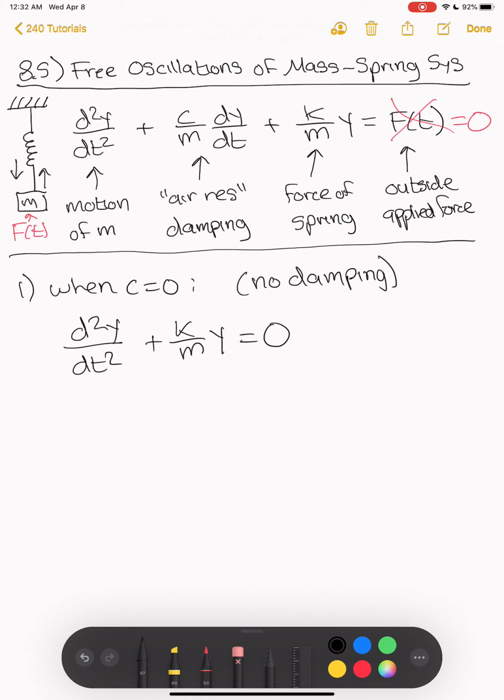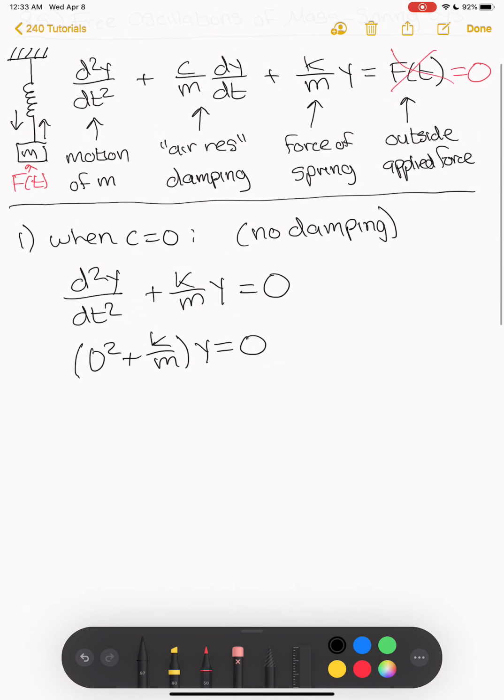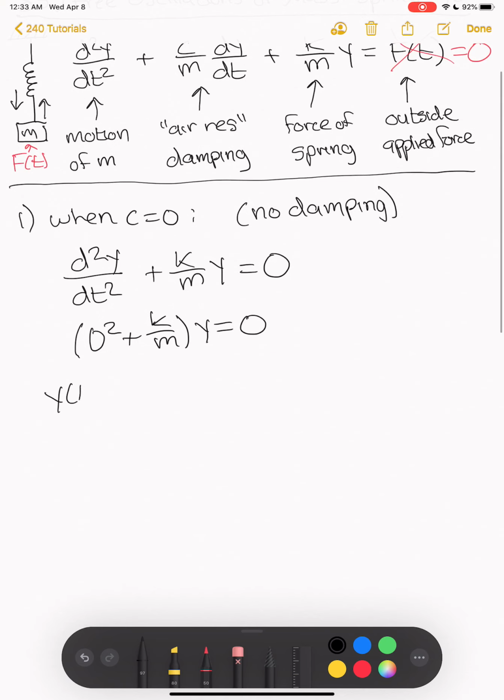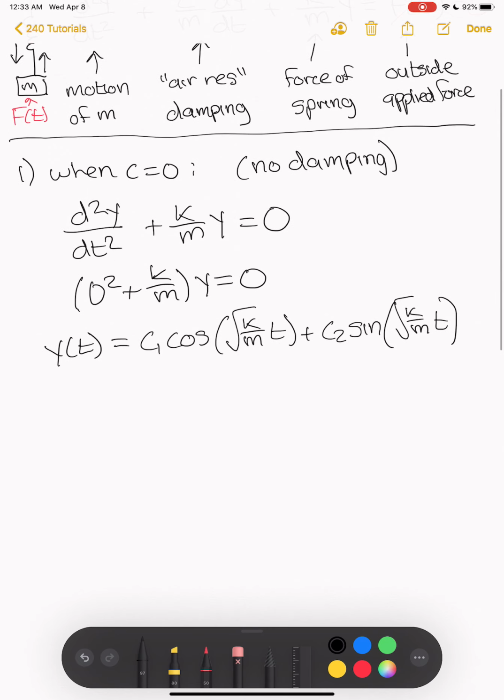And then what you would do is you would factor this down as you normally would. So this becomes D squared plus k over m applied to y is equal to 0. You would go through, I'm not going to in this video, and you'd find the roots of this polynomial, and you'd find your solutions that way. But the general form of an equation satisfying no damping is this. C1 cosine of square root k over m times t plus C2 sine of square root k over m times t.